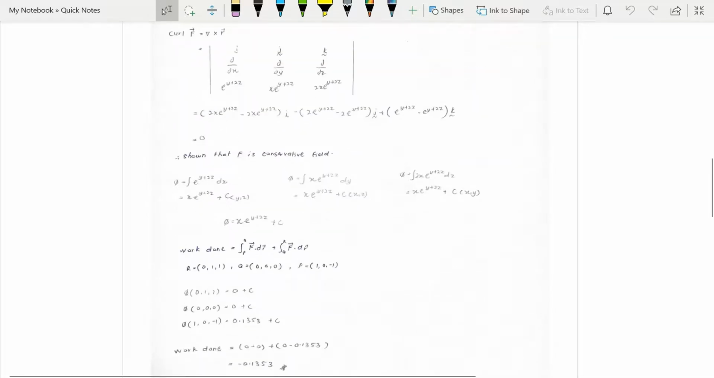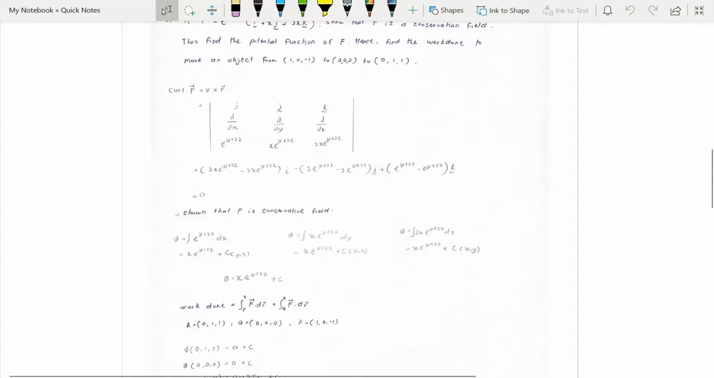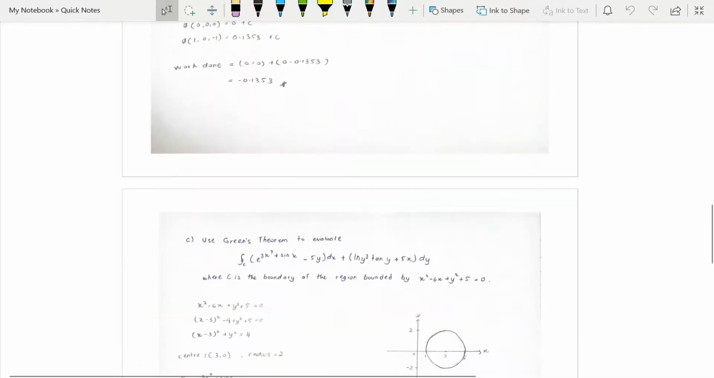Then we integrate the equation for dx, dy and dz. Then we get all the answers are the same: x e to the power of y plus 2z plus c. Work done. This is the formula for work done. We substitute the values up here. Then we get this. So we add all of it, then we get negative 0.1353.